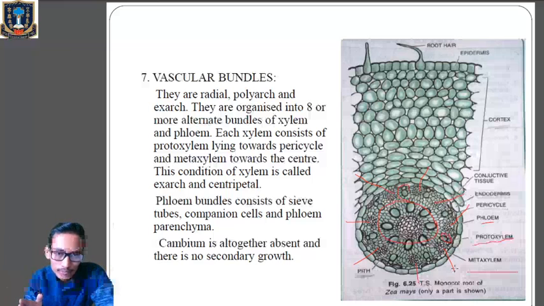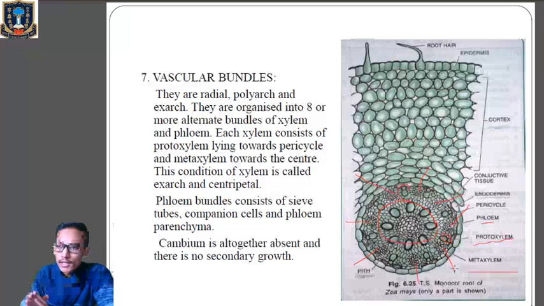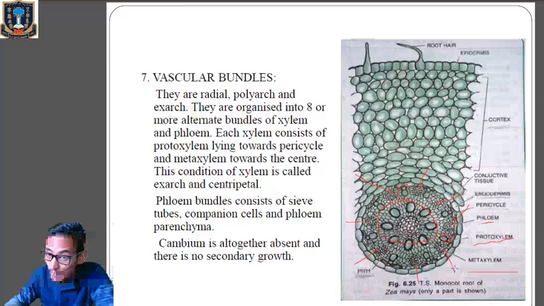8 or more. In dicot root, cambium was present, right? Cambium was present, and it was also involved in the secondary growth of the dicot roots. But in case of monocot root, cambium is absent. Remember this thing. Number 3, xylem vessels in dicot root are smaller in size, but in monocot root they are larger in size. Okay, and in dicot root, secondary growth occurs after the appearance of cambium. Listen very carefully. Secondary growth occurs after the occurrence of cambium in case of dicot root, but in case of monocot root, since cambium is absent, there is no secondary growth.